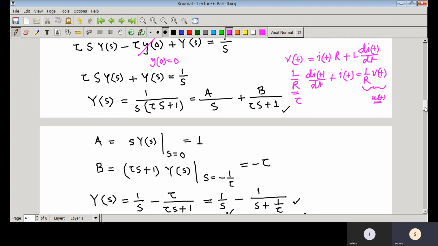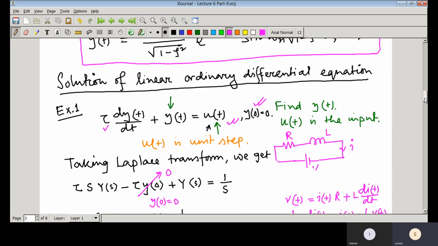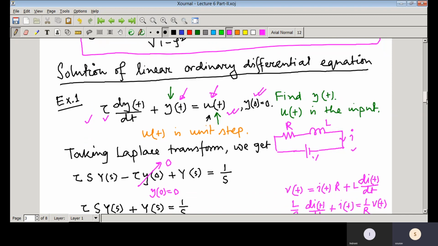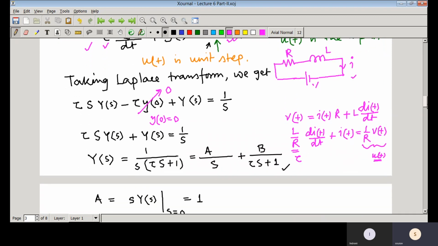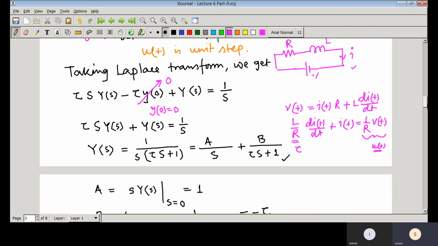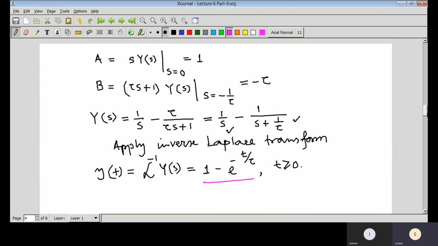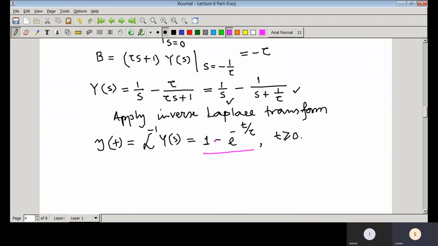So that means whenever you have a first order differential equation like this, suppose you have that RL circuit, then if you apply that input u(t), any input u(t) forcing function, then what would be your y(t)? If you are asked to find it, then you can follow this method. First you apply Laplace transform, then go for inverse Laplace transform, and then you can have this expression.